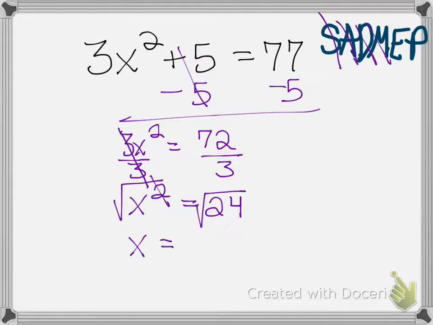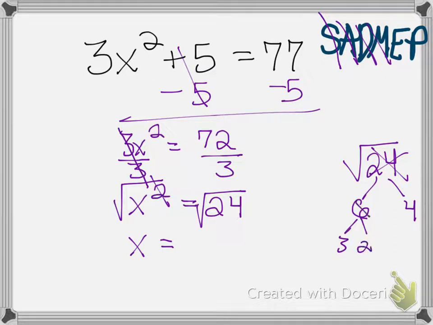Now, is 24 a perfect square? Nope. So I need to go over to the side and break it down. So what times what gives me 24? I can use 6 and 4. And then for 6, I can use 3 and 2. For 4, I'll use 2 times 2.